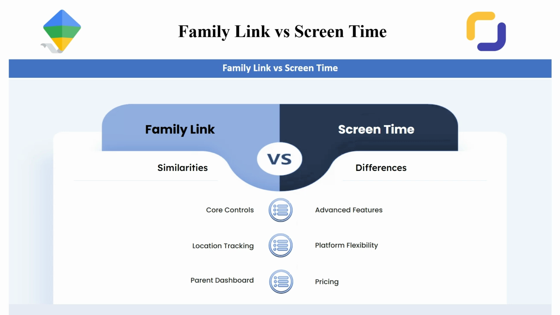So here's a simple way to decide. If you use Android devices and just need solid basic parental controls and want something free, Family Link makes way more sense. If you want, on the other hand, more advanced controls, stronger filtering, and more customization and don't mind paying for it, Screen Time is the more powerful option. So it's not about which is better overall, it's about whether you need basic free supervision or premium level control. That's what should guide your decision between Family Link and Screen Time.